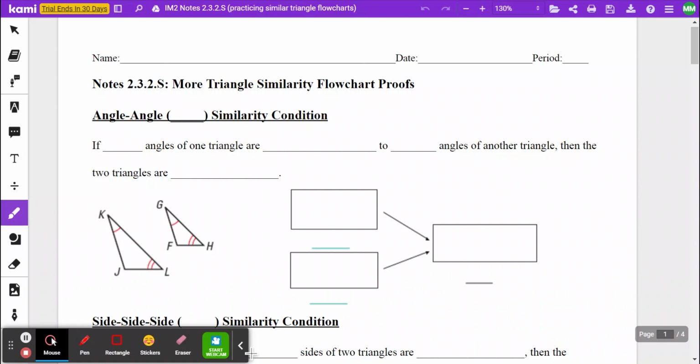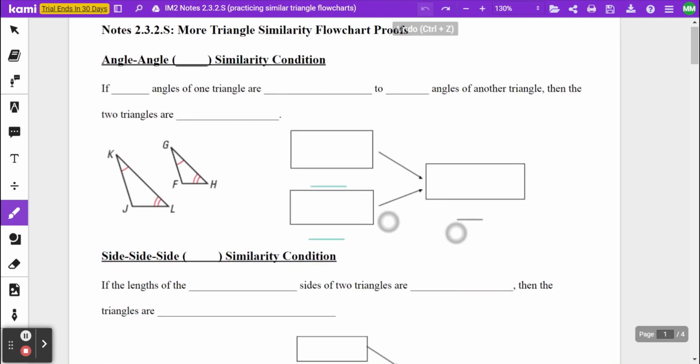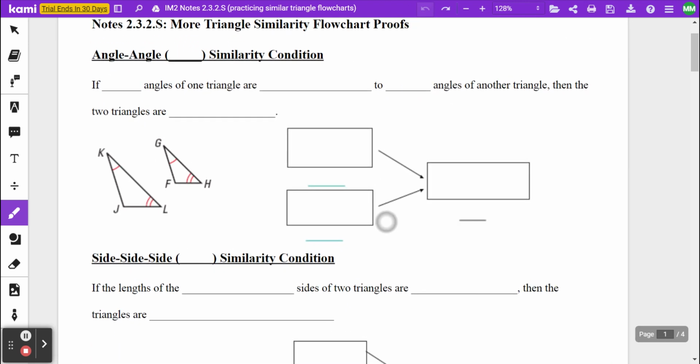More triangle similarity flowchart proofs. In this lesson, we simply are going to make a whole bunch of proofs. It's a practice kind of lesson. All right, beginning. Angle similarity. Angle similarity is abbreviated to AA similarity.